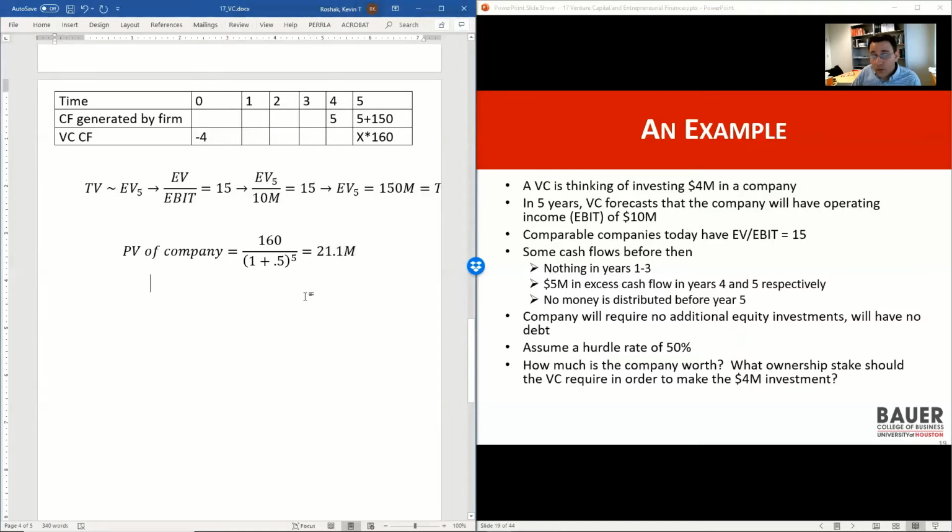So what would be the required ownership stake for the VC? If the VC is going to put in 4 million today, then it has to be the case that they get compensated for that 4 million at time 5. They get some fraction of this 160. That fraction has to be worth $4 million. The investment is 4 million.